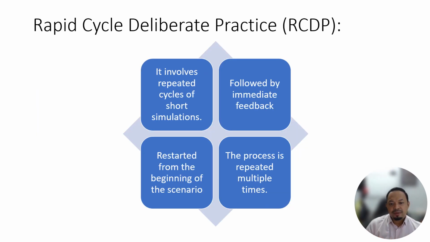Let's move on to rapid cycle deliberate practice, or RCDP. RCDP is slightly different from pause and restart. It involves repeated cycles of short simulation. Throughout the simulation activity, there will be a series of predetermined pauses for feedback, meaning you have to decide beforehand when you are going to pause during that simulation activity.